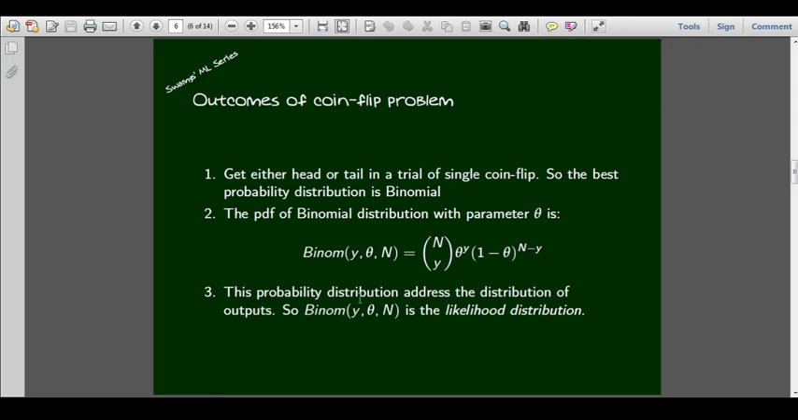Now this binomial distribution addresses the distribution of outputs. So binomial of y with theta and n is the likelihood distribution. See, in the simple coin toss experiment, we use the belief as our beta distribution, and also the experiment, that is getting head or tail, is by binomial distribution, and so we get the prior distribution and the likelihood distribution. Prior, belief, and the actual coin toss experiment, the possibilities, that is our likelihood. So we got prior and likelihood. Okay.